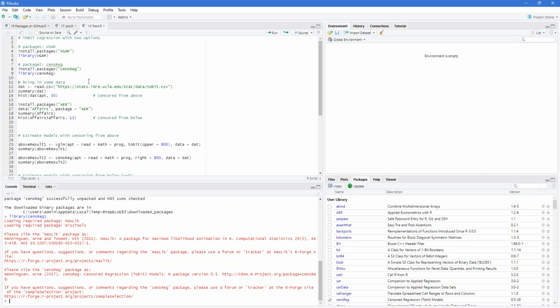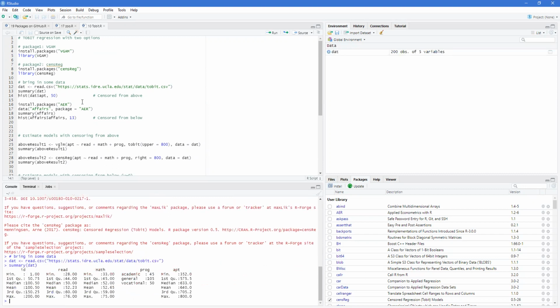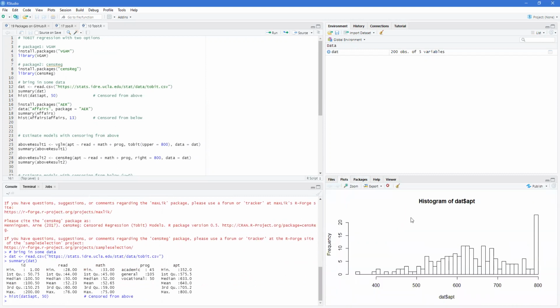Now, with these two comes data sets. So there's a data set on the entrance or aptitude of students. And here we can see what the Tobit regression is doing. We can see that it's top coded, that we get a lot of observations top coded at 800. So there's a pileup of probability at 800. So the aptitude as it goes up ends up here.